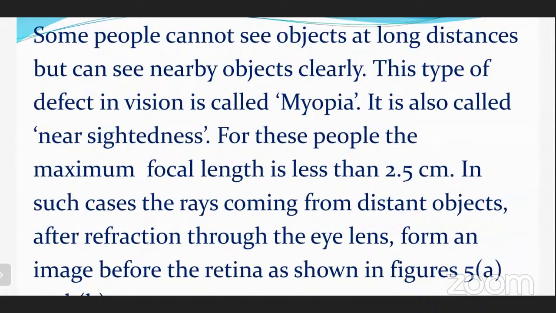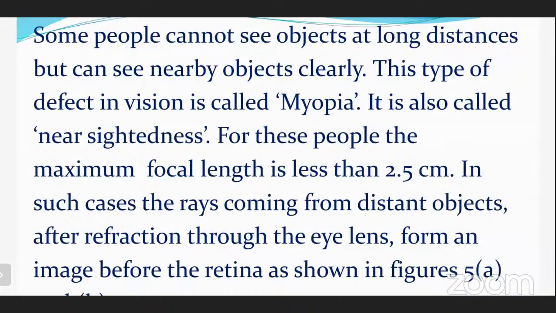Some people cannot see objects at long distances. They can see nearby objects clearly. In our daily life, so many people say that. Is it right? We can't see distant objects. Has anybody observed that? What is the problem here?